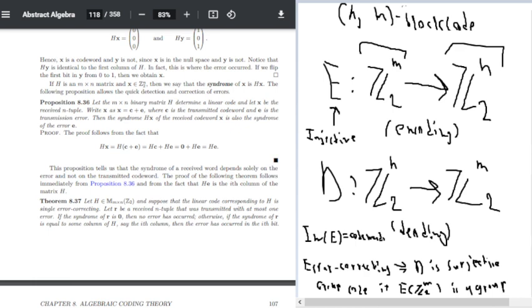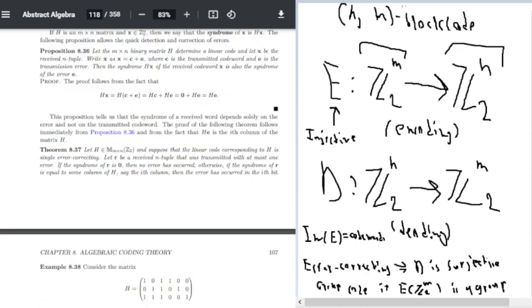Theorem 8.37. Let H be an m times n matrix over Z mod 2, and suppose that the linear code corresponding to H is single error correcting. Let r be a received n tuple that was transmitted with at most 1 error. If the syndrome of r equals 0, then no error has occurred. Otherwise, if the syndrome of r is equal to some column of H, say the ith column, then the error has occurred in the ith bit.